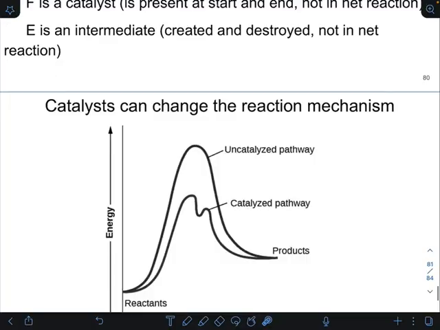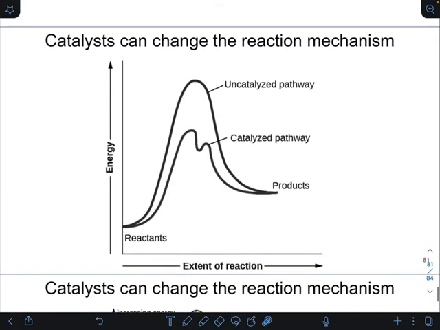Okay. Other properties about catalysts. A catalyst not only lowers the activation energy, but it can also change the reaction mechanism. So what you can see here, these two peaks correspond to a two-step mechanism. If you only have one peak, that corresponds to a one-step mechanism.